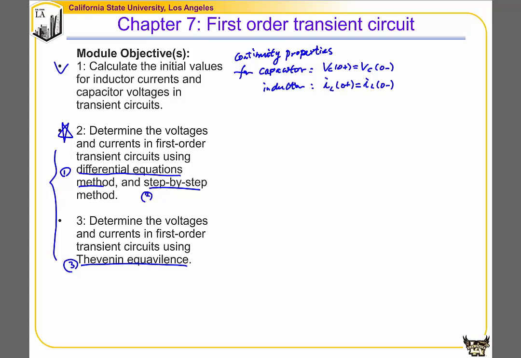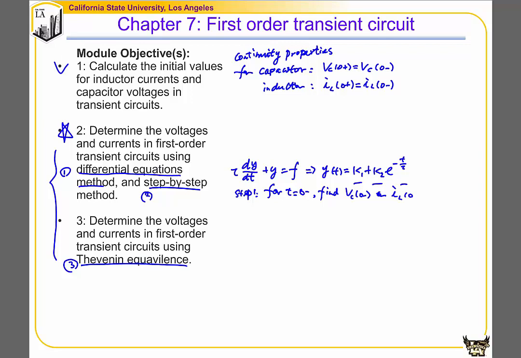of the differential equation tau times dy/dt plus y equals f. It has a solution y(t) equals k1 plus k2 times e to the power of negative t over tau. The step-by-step method is to find k1, k2, and tau one by one. It is composed of 5 steps. Step 1 is, for t equals 0 minus, find Vc(0-) or IL(0-).